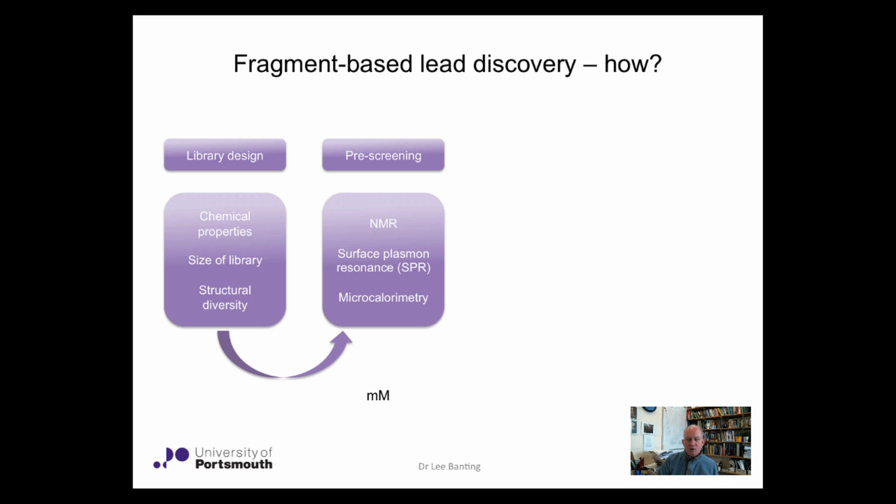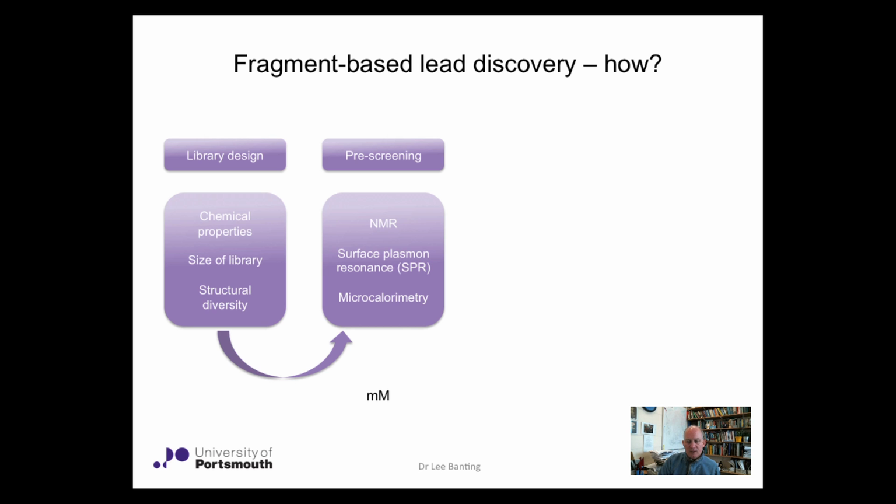We are then going to select our millimolar fragments, and we're going to pre-screen them. We can do that if we have a physical target, an experimental target. We can do that by NMR. We can do that by something called surface plasmon resonance, which has a link to that technique. If you're not so familiar with that, you do need to have a little look at it. And microcalorimetry, which is measuring small heat changes that occur on the favourable binding of a drug to our target. The process should be at least exothermic.